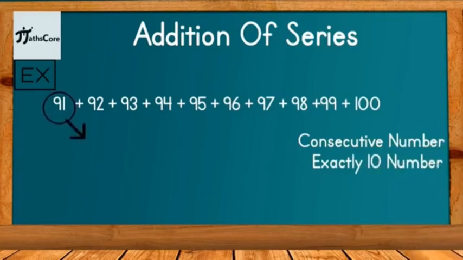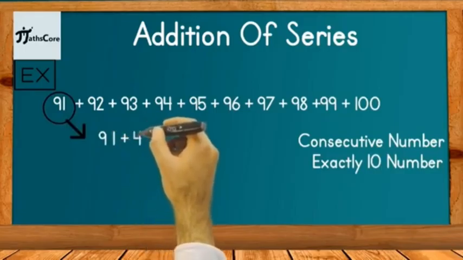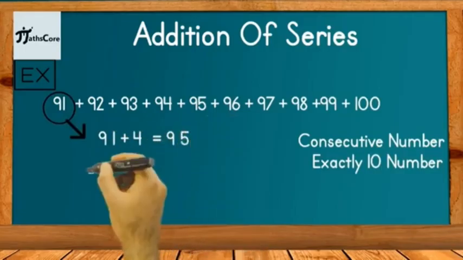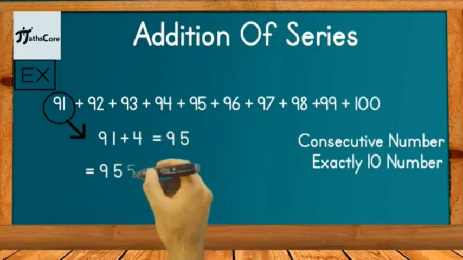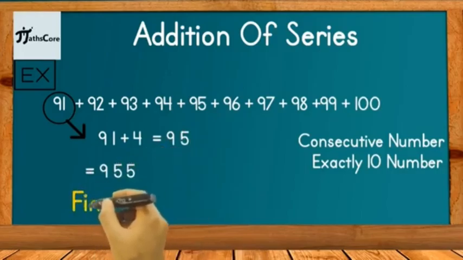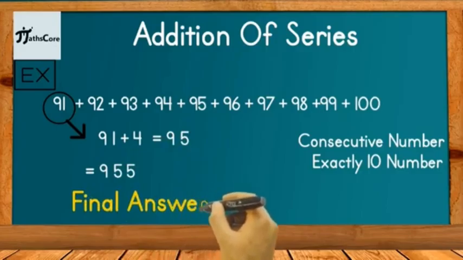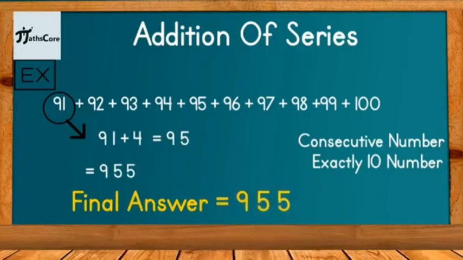So let's take the first number, 91, here and add 4 to it. 91 plus 4 is equal to 95. Now take this 95 in the next step and write down 5 after 95. And this is your final answer, 955, which is the addition of the given series.